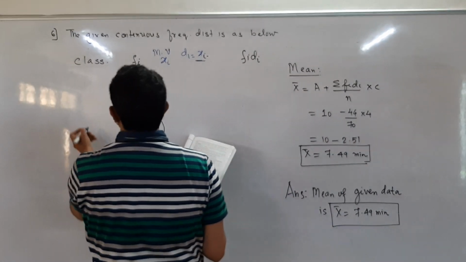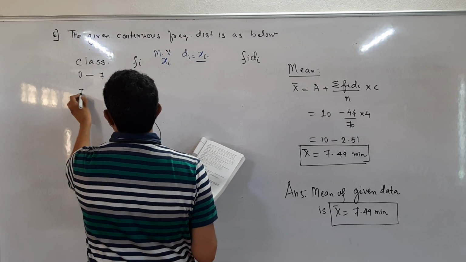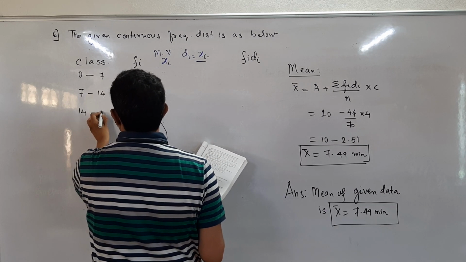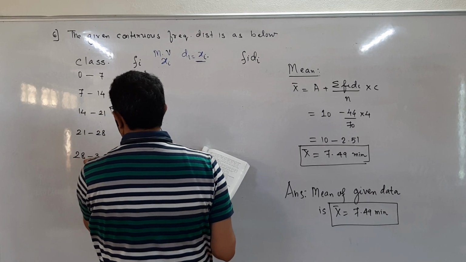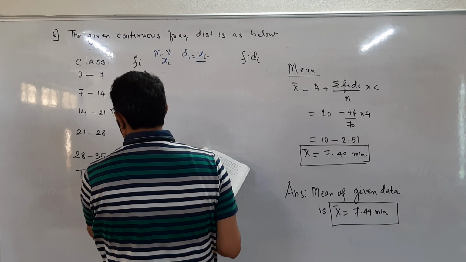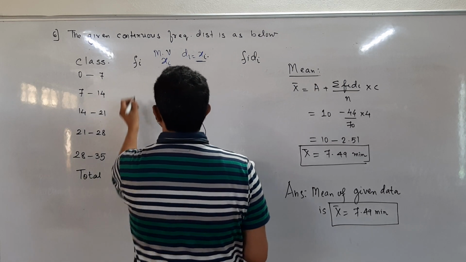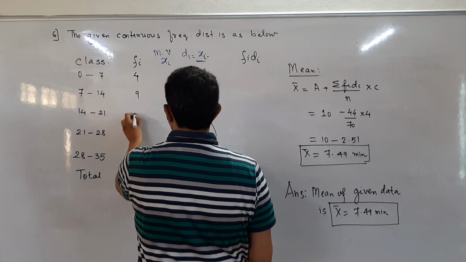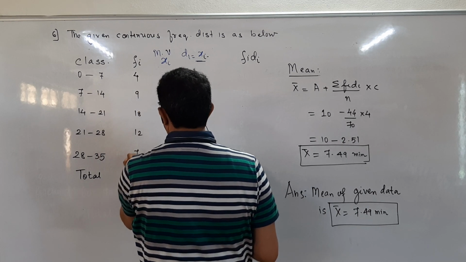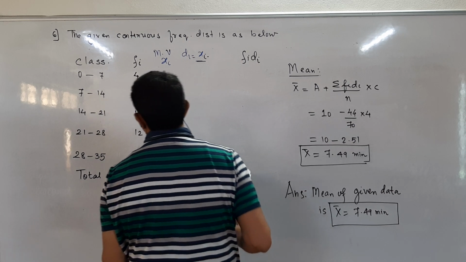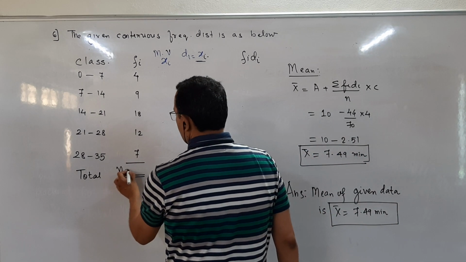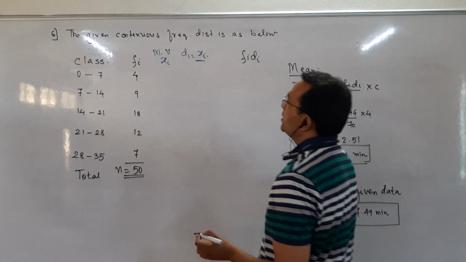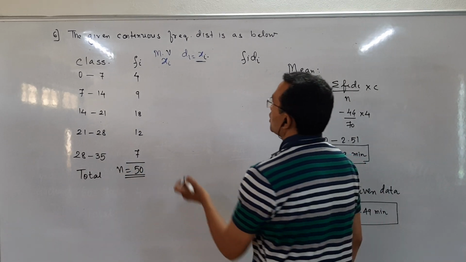Now, students, we note down the classes, which are 0 to 7, 7 to 14, 14 to 21, 21 to 28, and last 28 to 35. Frequencies are 4, 9, 18, 12, and 7. The total of frequency is given as 50, so the total of frequency must be 50. 50 firms. Now, let us find mid values: 0 plus 7 by 2, so 3.5.